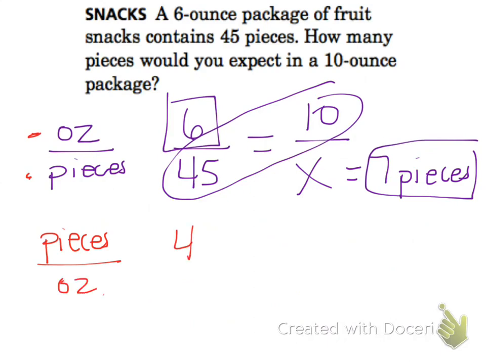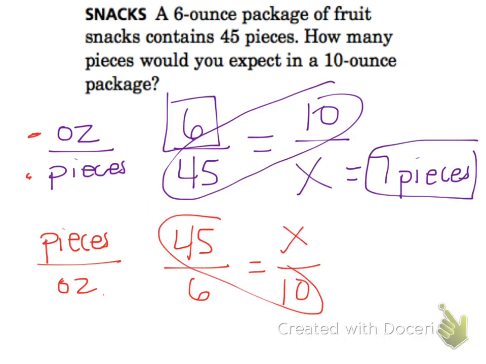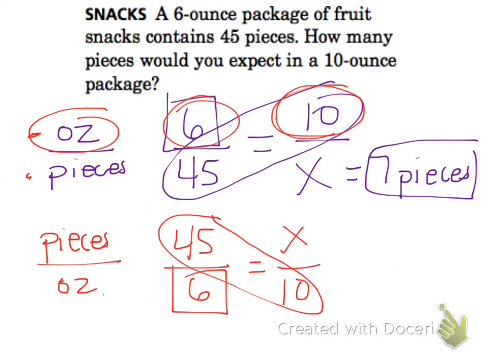Well, let's try it. So then it'd be 45 over 6 and x over 10. And you cross multiply the same stuff, divide by the same number. Yep, you still get the same thing. The most important thing is that you're lining things up with what matches. So like up here, the 6 and 10 represent ounces, so you know you're in the right spot.